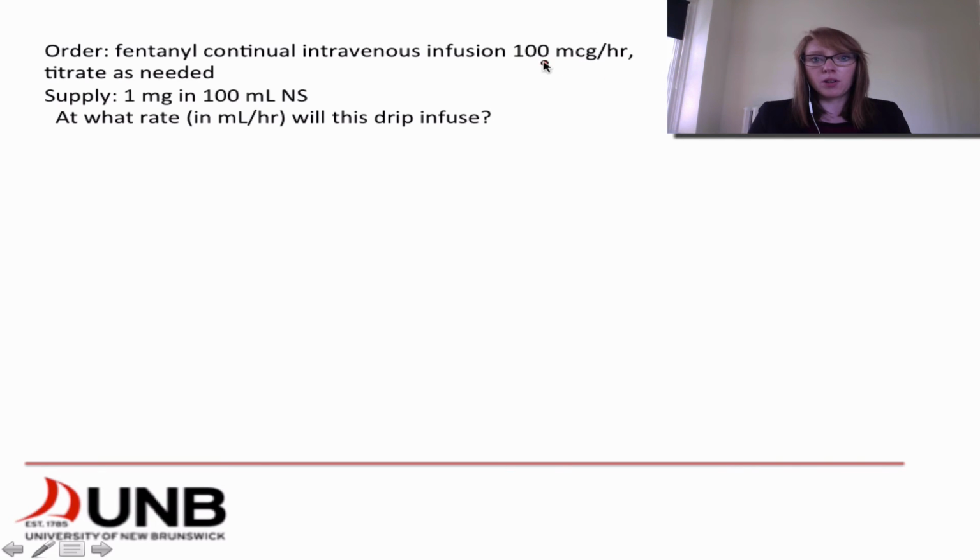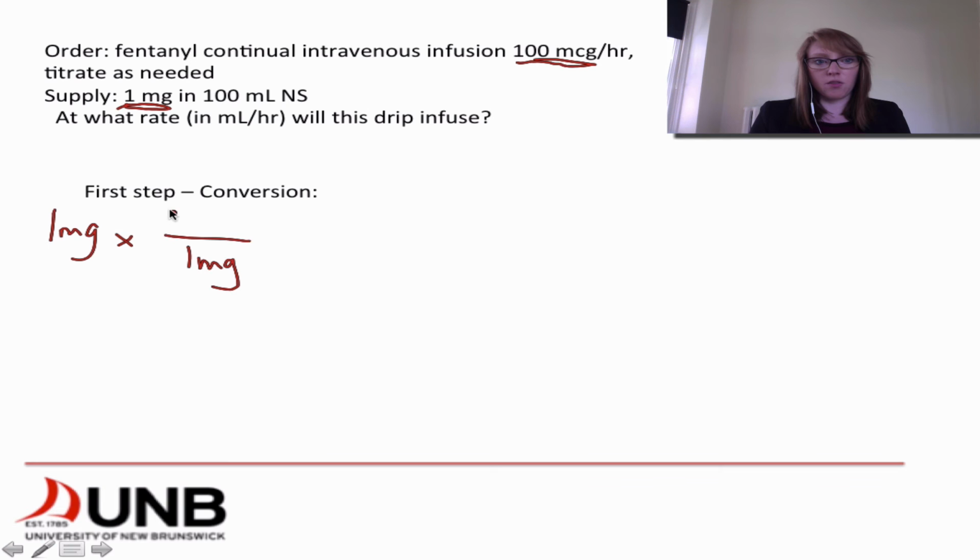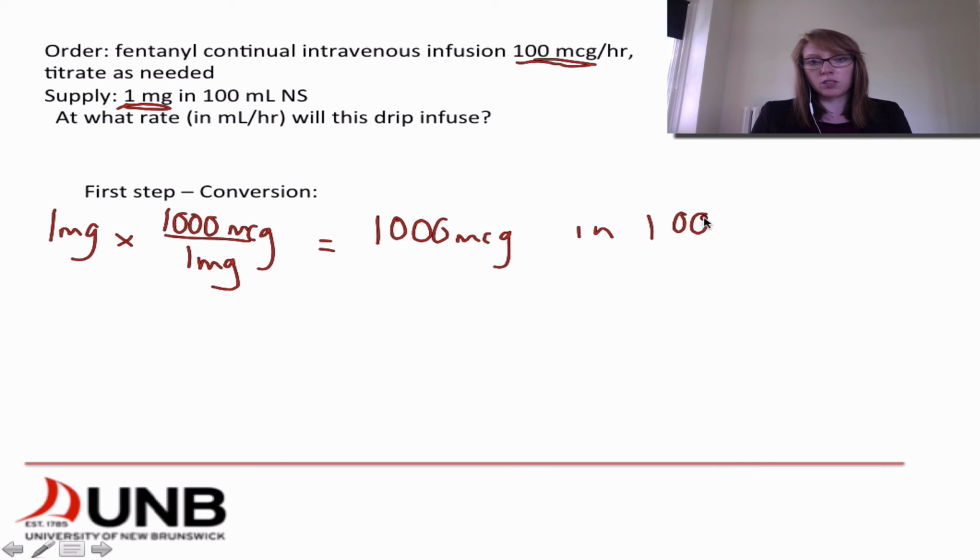So right off the hop, we can see that we have 100 micrograms per hour and our supply is in milligrams. So we need to do something about that. We need to convert. So that's our very first step that we're going to do. So we want to know how many micrograms are within this 100 mils. So we have 1 milligram, and we know that within 1 milligram, we have 1,000 micrograms. So that means we have 1,000 micrograms in the 100 mils of normal saline.